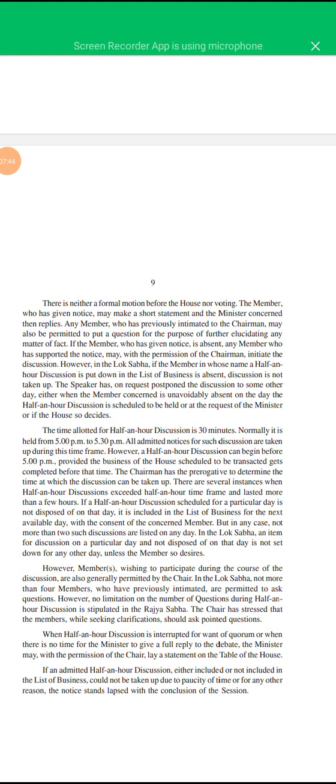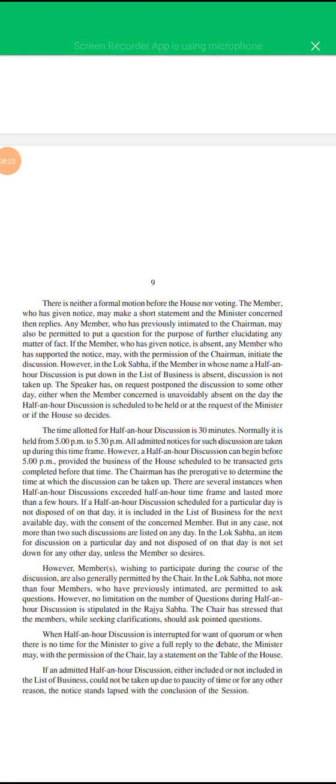However, members wishing to participate during the course of the discussion are also generally permitted by the chair. In the Lok Sabha, not more than four members who have previously intimated are permitted to ask questions. However, no limitation on the number of questions during half an hour discussion is stipulated in the Rajya Sabha. The chair has stressed that the members, while seeking clarifications, should ask pointed questions.